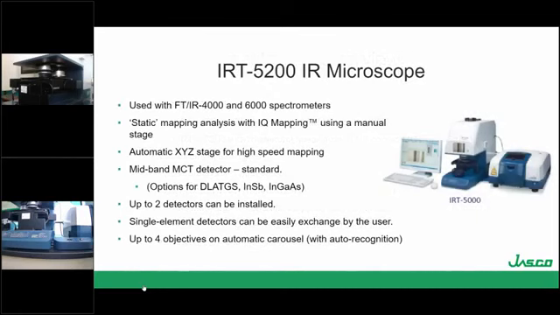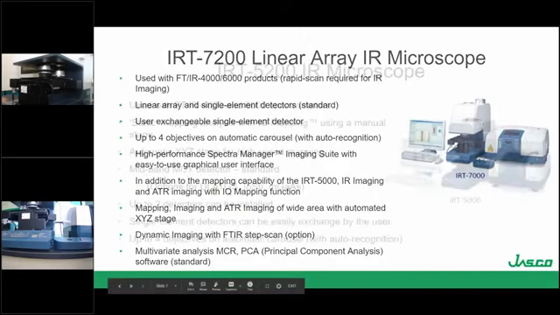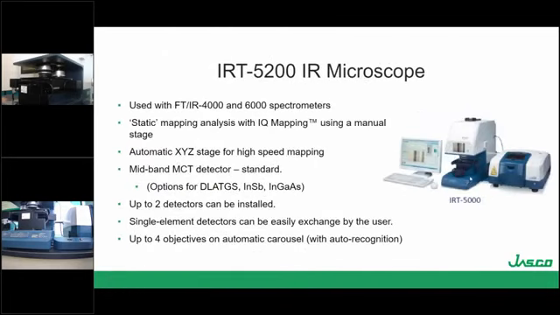Some of the features of the IRT 5200 is that it can be used with our series 4000 and 6000 spectrometer. The 6000 is our high-end research bench. As you can see in the image, in the middle, you can see the microscope. That is the IRT 5000. To the right is the FTIR bench. So we use the light source that comes from the bench.